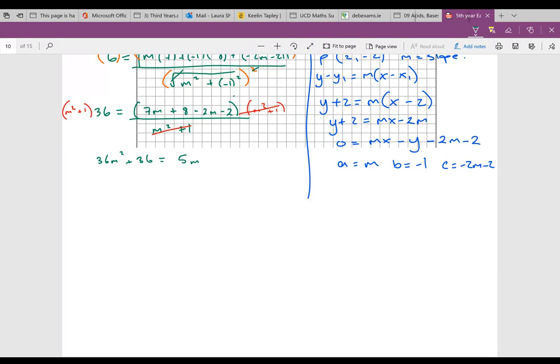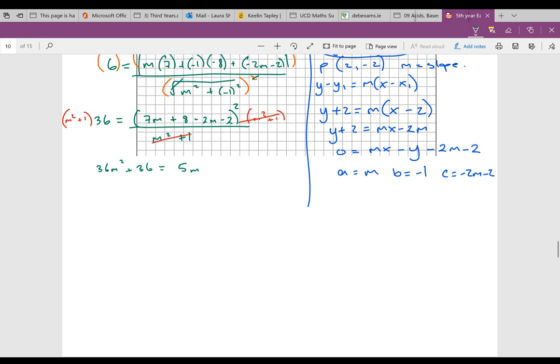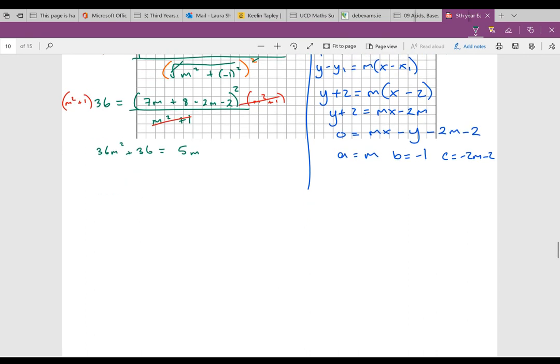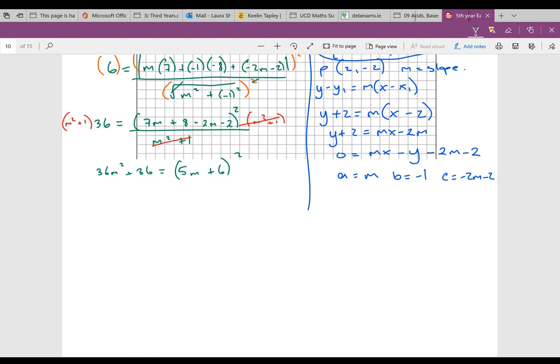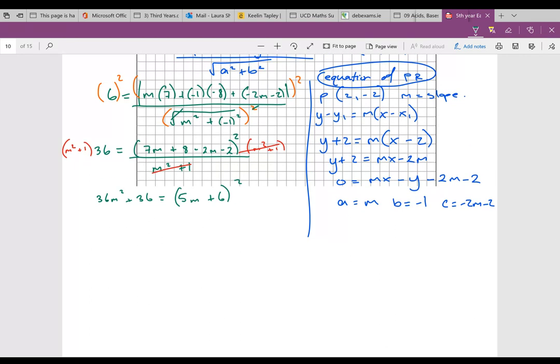I'm sorry, that should be squared. So remember, we squared it up here. 5m, and 8 minus 2 is 6, plus 6, all squared. Okay, and I can drop my modulus brackets at this stage because I know now that it absolutely is positive because of the squared sign.